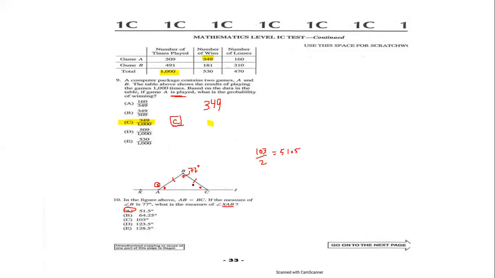So angle XAB is equal to the sum of 77 and the angle C, which is 51.5. 51.5 is the measurement of angle C and of angle A inside the triangle. 77 plus 51.5 is 128.5.